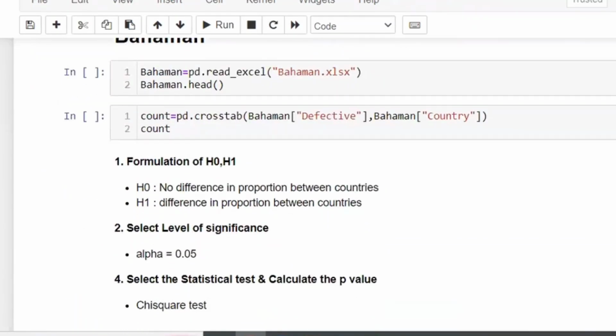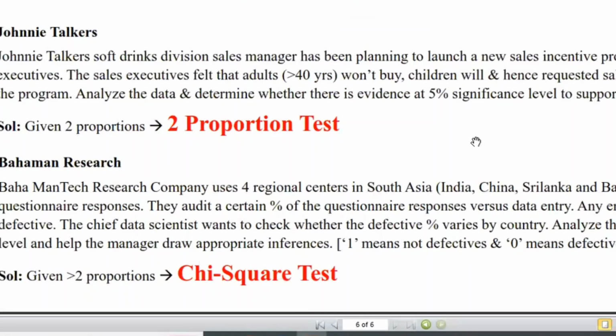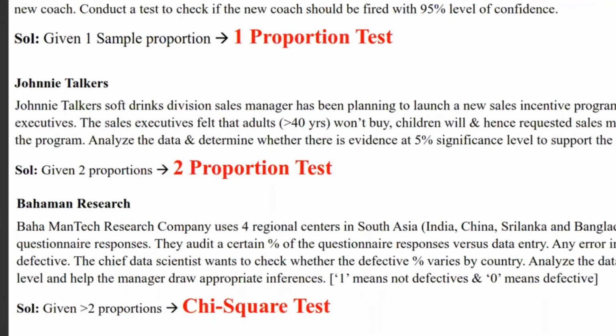Next, the next one is with respect to this one. Read. One research company has given their work to 4 different regions: one from India, one from China, one from Sri Lanka, and one from Bangladesh.